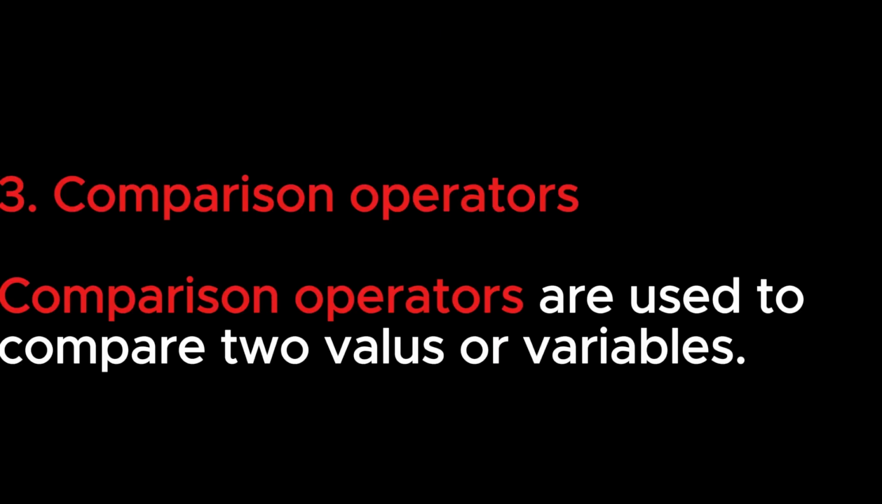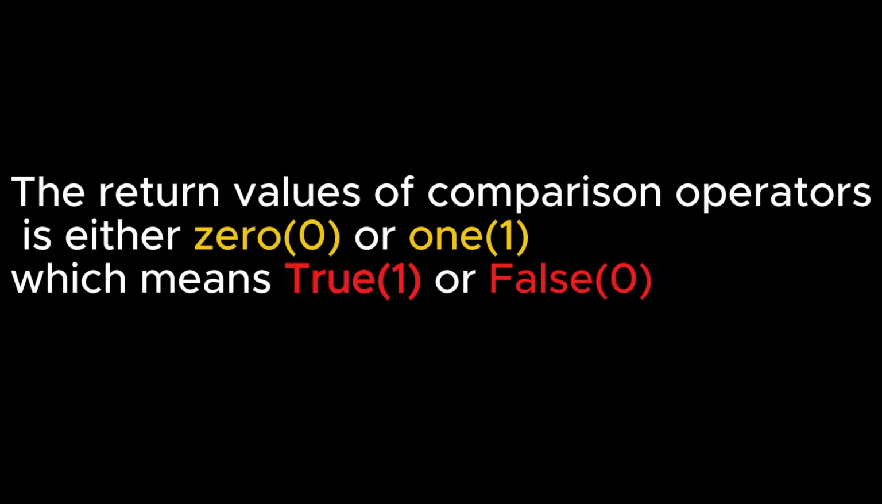Next is comparison operators. Simply, comparison operators are used to compare two values or variables. This is very important in programming because it helps to find answers and make decisions. The return value of comparison operators is either 1 or 0, which means true or false.